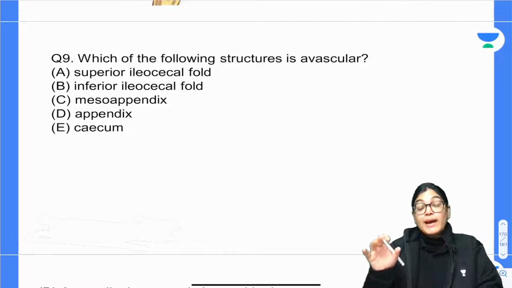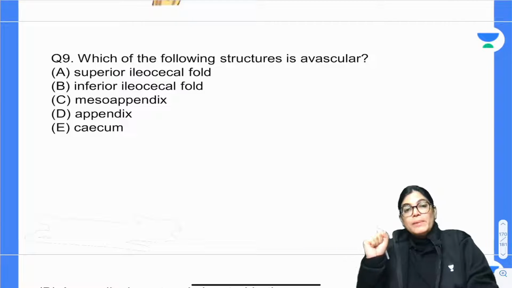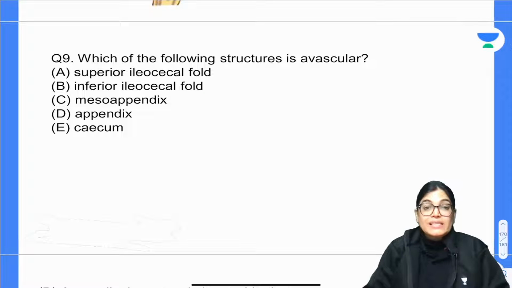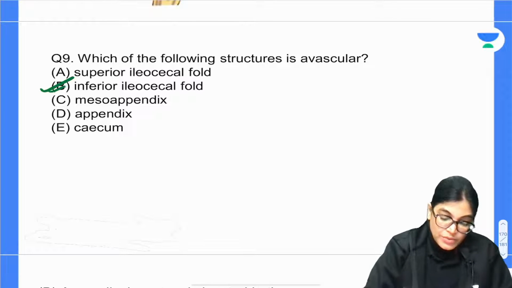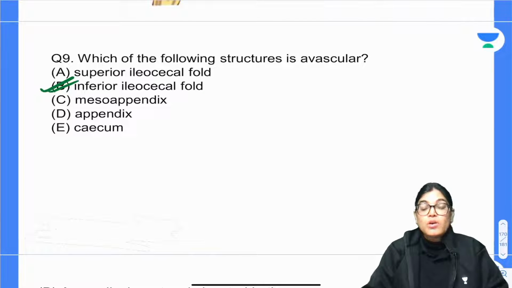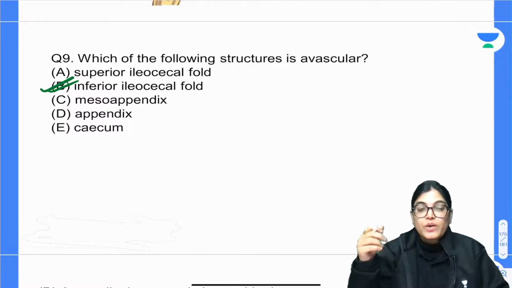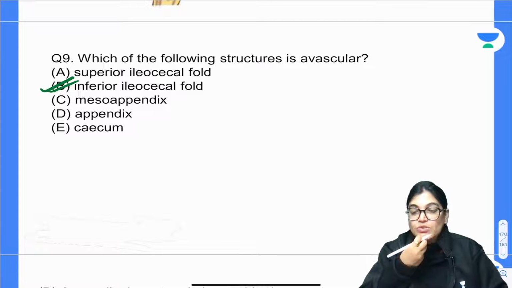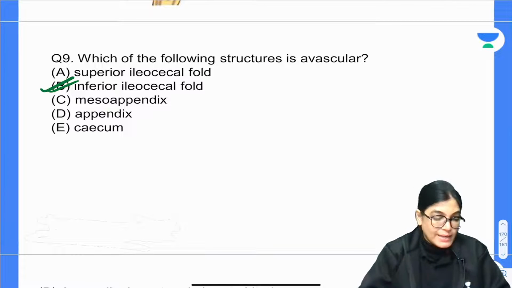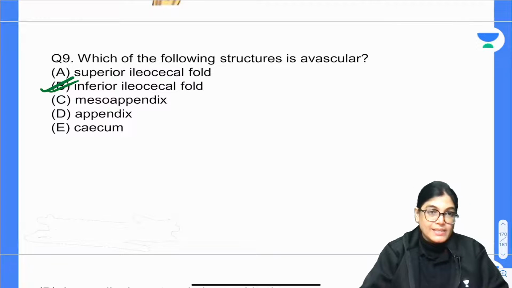So actually the avascular fold close to the appendix is the inferior ileocecal fold. The inferior ileocecal fold is also called the bloodless fold of Treves. This word is used for it because it does not have any blood supply or arterial supply. So we will go with B as the correct answer.